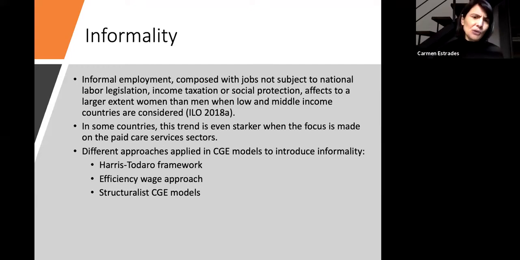There are different approaches applied in CGE models to consider informality. There's the Harris-Todaro framework, the efficiency wage approach, and also structuralist CGE models, which are interesting to analyze because many models rely a lot on neoclassical assumptions. So it's interesting to incorporate these other approaches into the models.